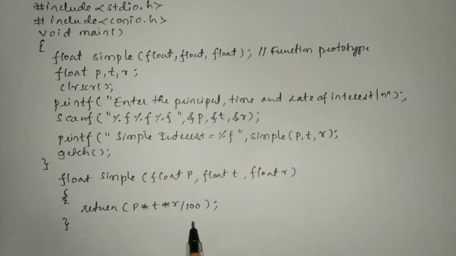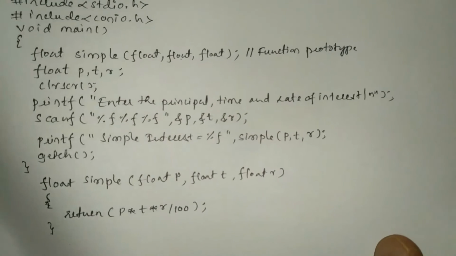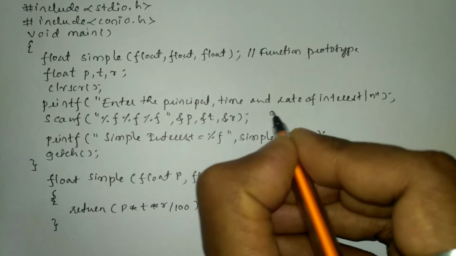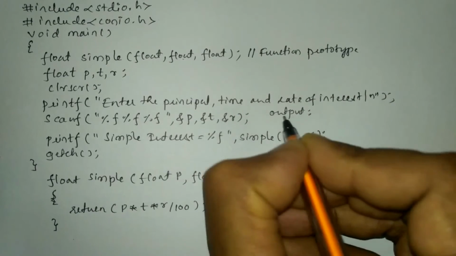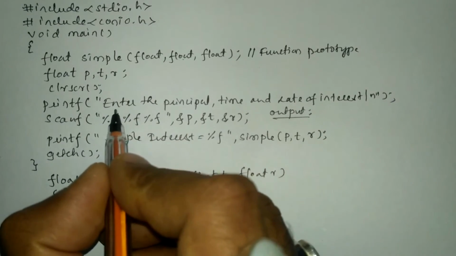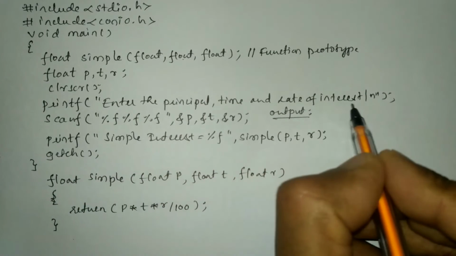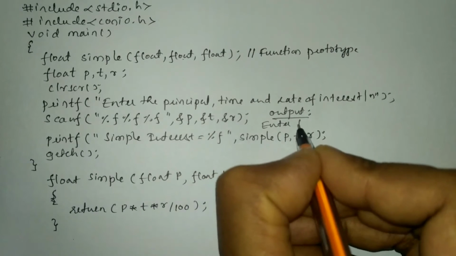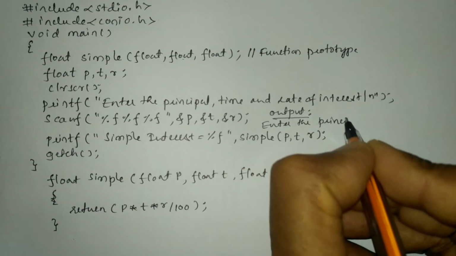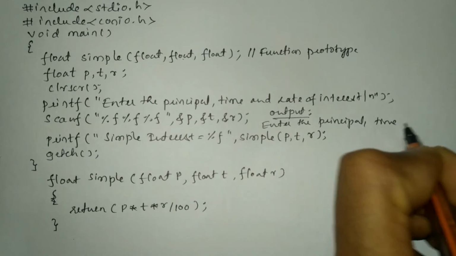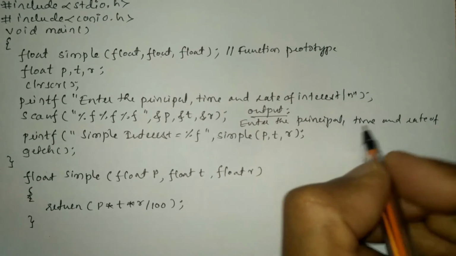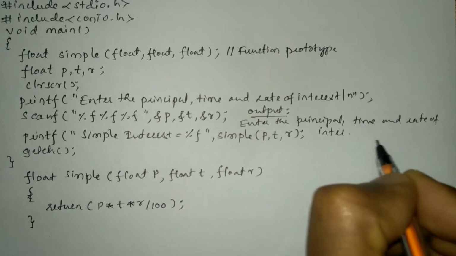Now let us take an example and execute this program. So let me write output here. I don't have space to write, let me write here only. So it will ask the user to enter the principal, time and rate of interest. So here it will ask: enter the principal, time and rate of interest.